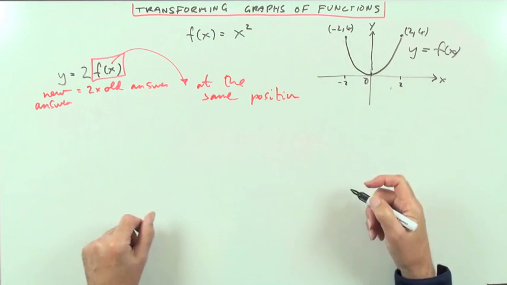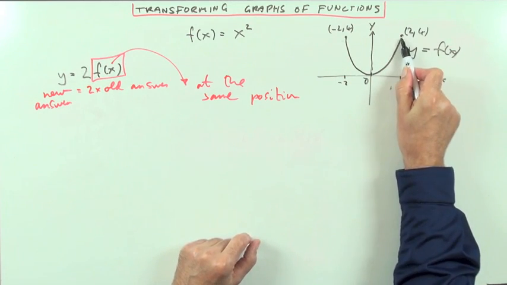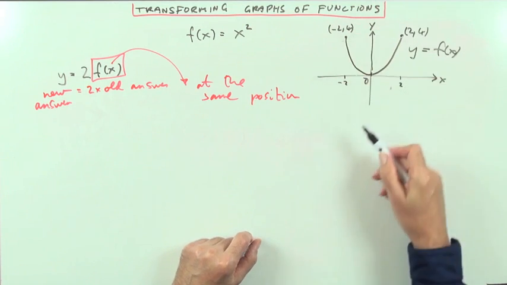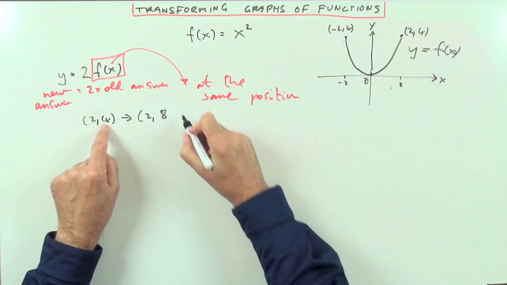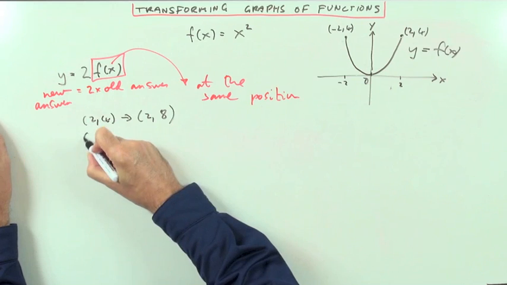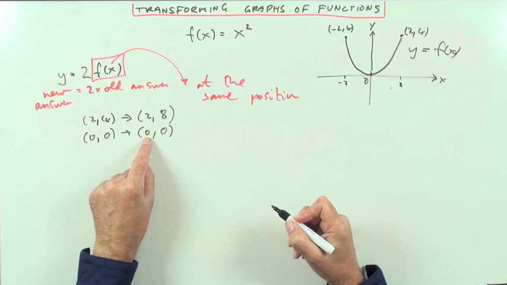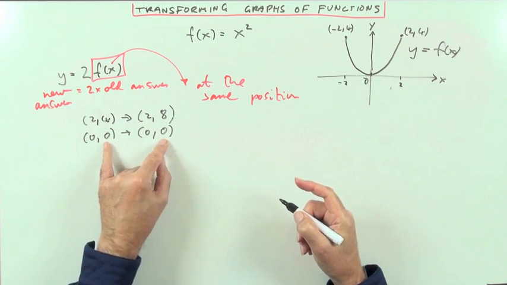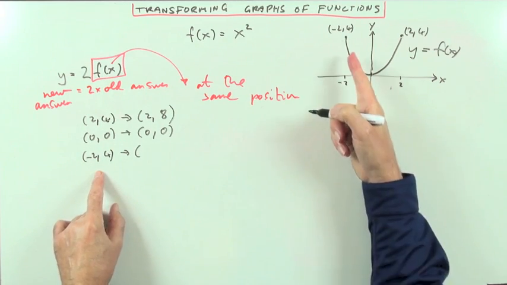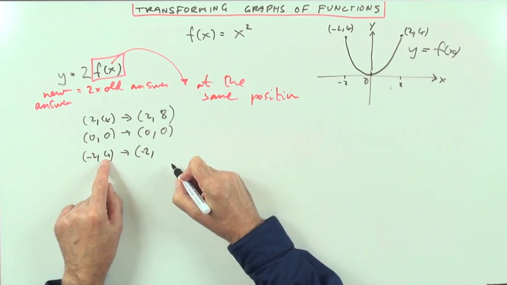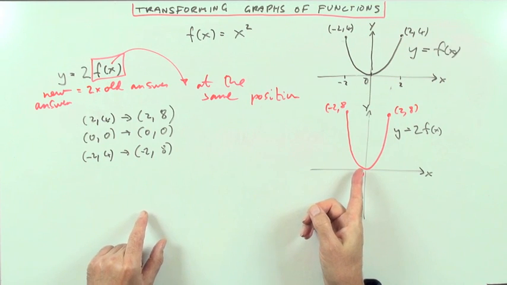So if we were to take that a bit at a time, what would happen to all of those parts? Well, at 2, the answer was 4. Now at 2, the answer is going to be 8. So 2, 4 is going to go to 2, 8. 8 is 2 times the old answer. The origin, 0, 0, will still be 0, 0. Same position, x is the position. Answer, double the old one. Negative 2, 4 is going to go to double the answer, but at the same position. Double 4 is 8, which means you get a taller, thinner graph.